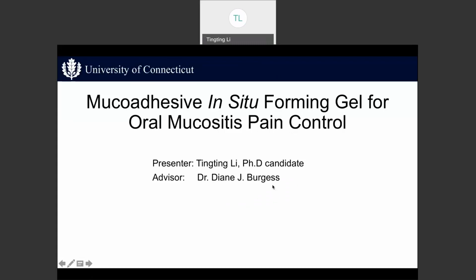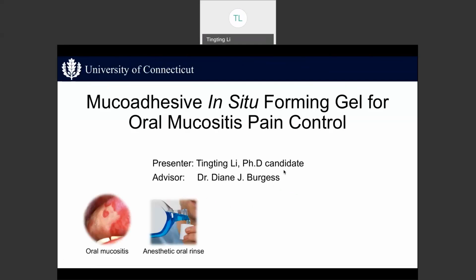So today I would like to give a presentation about part of the work that I've been doing here at UConn for my thesis. The title of my presentation is a mucoadhesive in situ forming gel for oral mucositis pain control. Oral mucositis is a very common complication of chemotherapy or radiation therapy during cancer treatment in the clinic. And the current first-line therapy to maintain oral mucositis pain control is an oral rinse containing an anesthetic drug.